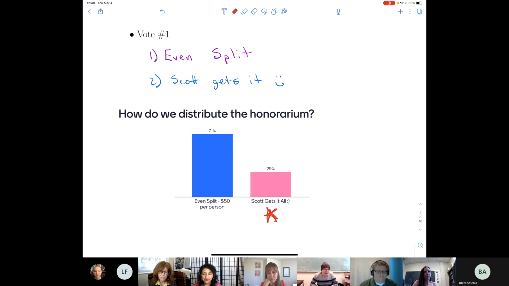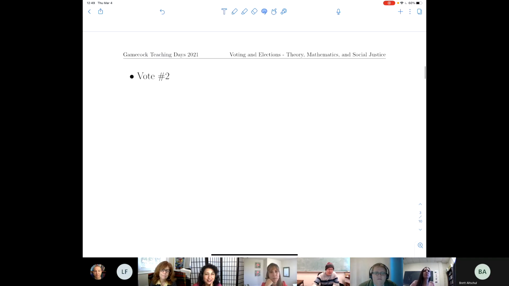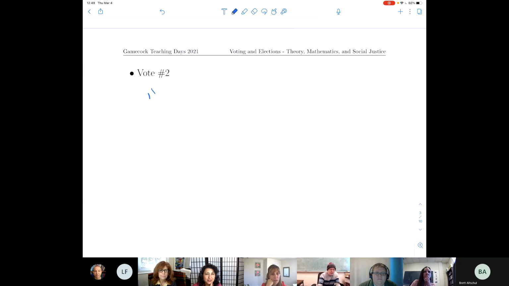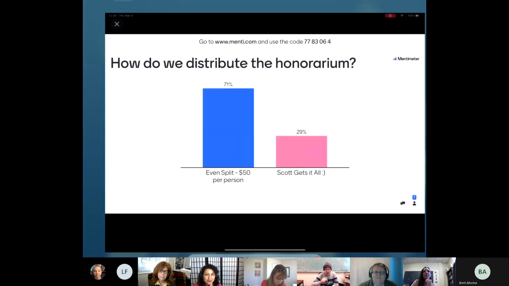And so this is one idea of, in air quotes, unfairness in elections. The votes don't all have the same weight. Okay, we're going to redo this vote. We're going to do the same thing. Option 1 is going to be the split, and option 2 is going to be Scott gets it. But this time, I can spell, I promise. I want to do the same thing, and this time I'm going to treat all votes fairly.